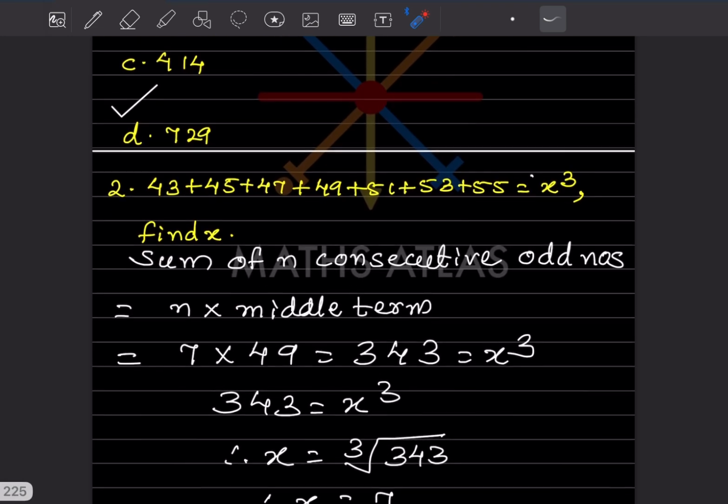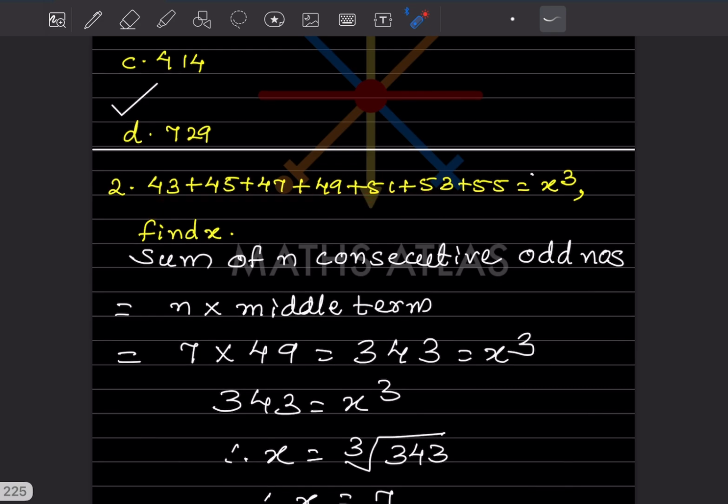Now here, these are the numbers given, that is x cube, and you have to find x. So how many numbers are here? 1, 2, 3, 4, 5, 6, 7. So we will take the middle term, and the middle one is 49. Here there are 7 terms and they are odd numbers, so the sum of n consecutive odd terms is n into the middle term. Here n means the number of terms, that is 7, into the middle term 49. So that is going to be 343, and this 343 is x cube.